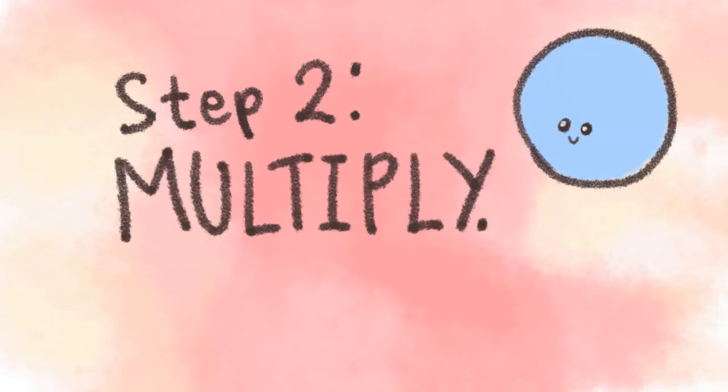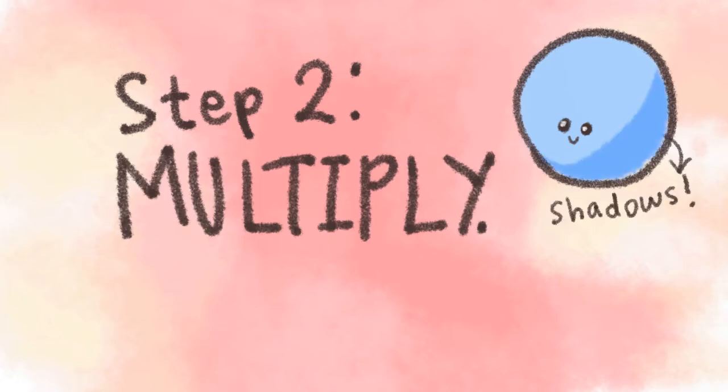Oh my gosh. Step 2. Multiply. Multiply is a blending mode or a layer type that automatically changes your color to shadows.